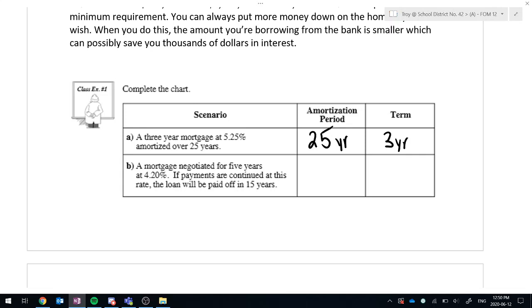Okay. Next one, a mortgage negotiated for 5 years at 4.2%. If payments are continued at this rate, the loan will be paid off in 15 years. So again, our amortization period, the total length that it's going to take to pay off, in this case is 15 years. And they've negotiated 5.2% for 5 years.